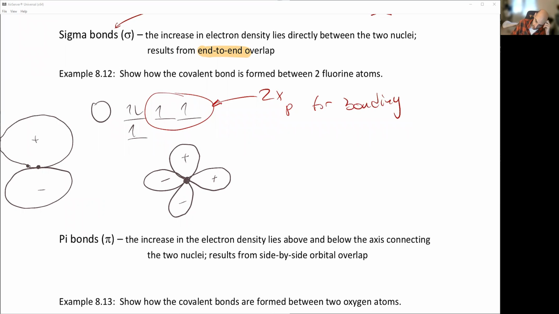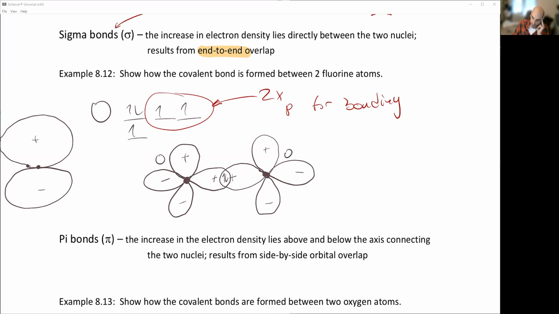So here is my oxygen, and here's the oxygen next to it. Those px orbitals are lining up to one another. Positive, positive, negative, negative. So you can imagine the end-to-end overlap is if I take this other oxygen and bring it close together, and that's what we have. So end-to-end overlap, that is right there. That is my sigma bond.